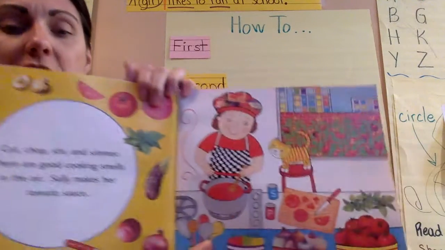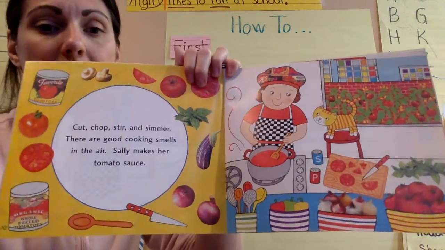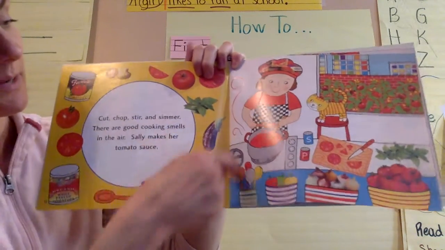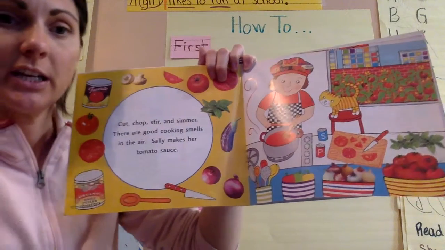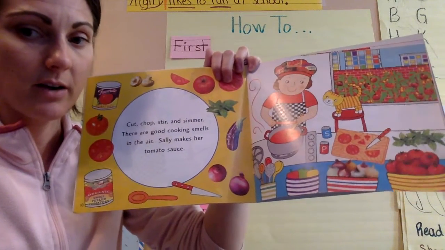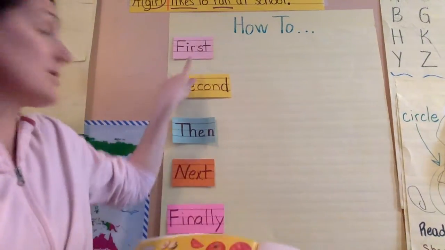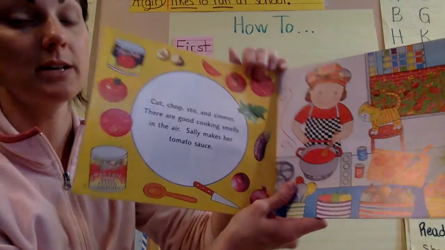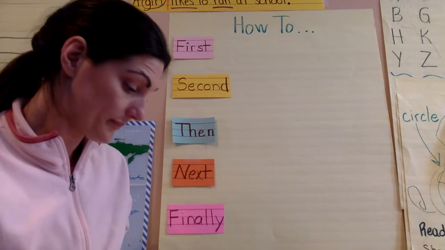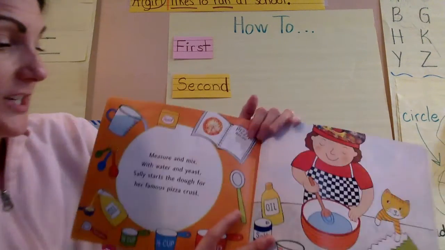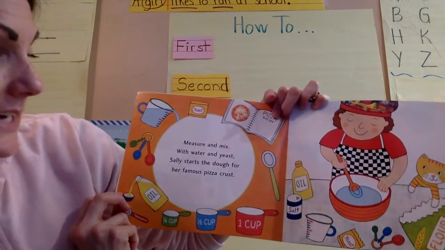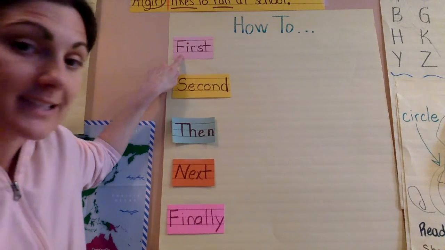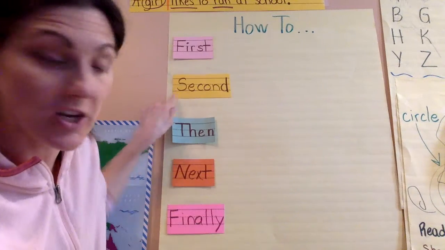So here's where she actually starts making her pizza. So she makes her own sauce. So these look like some of the ingredients that she uses to make her sauce. Okay, so it looks like first Sally makes her sauce, her pizza sauce. Then here she's measuring and mixing with water and yeast, so it looks like she's making the dough. So first she makes her tomato sauce. Second, she makes the pizza dough.